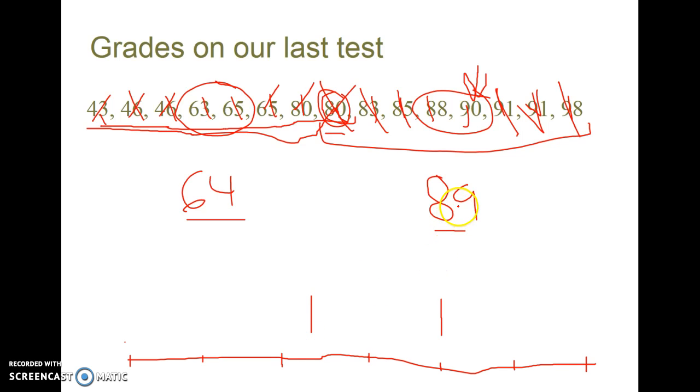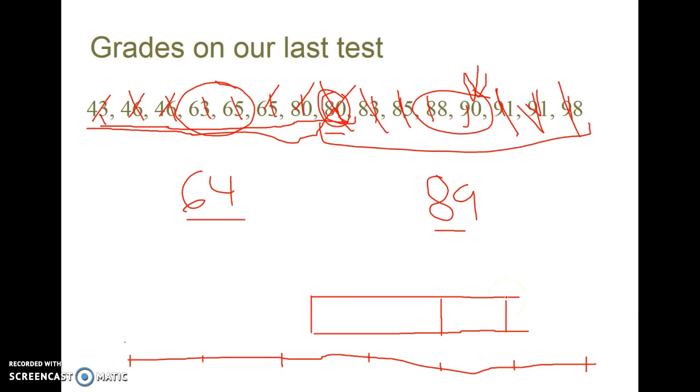And then I'm going to take the median of my top half, which is 89. 89 is about here. And that creates my box. Okay, so there's my box in a box and whisker plot. These should be erased here, but you have the idea.